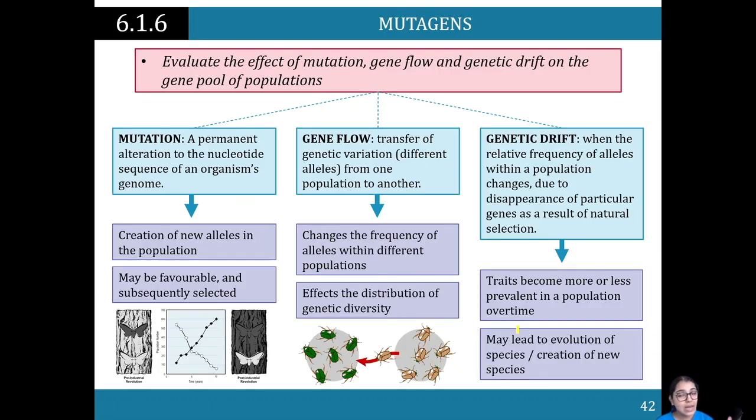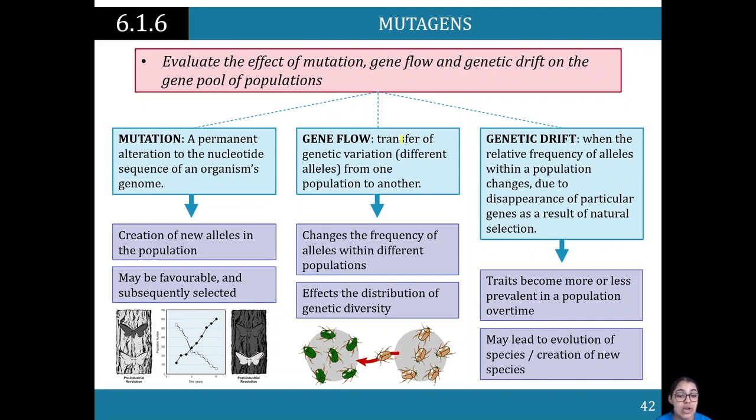Awesome. Now let's have a look, and I know it's a long dot point, but I believe this is one of the last parts of this dot point. So let's have a look at the effects of mutations, gene flow, and genetic drift on the gene pool of populations. A mutation, remember, is a permanent alteration to the nucleotide sequence of an organism's genome. It leads to the creation of new alleles. It may be favorable and subsequently selected.